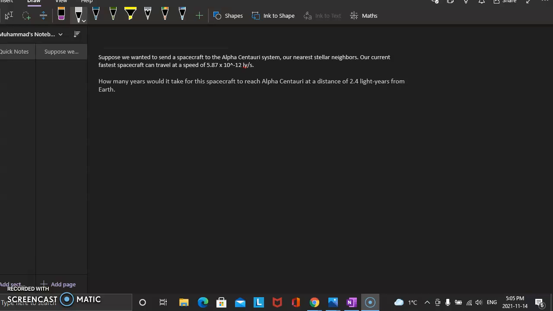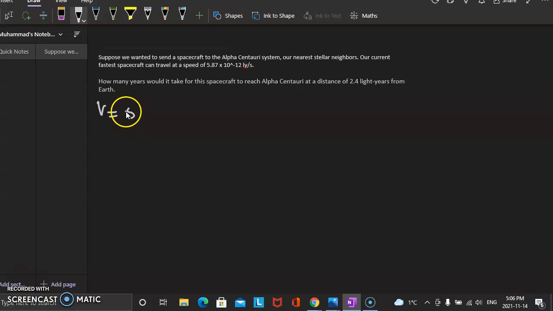Hi, I'm going to be discussing a similar question we've done in the past in this course. So let's start. Suppose we wanted to send a spacecraft to the Alpha Centauri system, our nearest stellar neighbors. Our current fastest spaceship can travel at a speed of 5.87 times 10 to the negative 12 light years per second. How many years would it take for this spacecraft to reach Alpha Centauri at a distance of 2.4 light years from Earth?